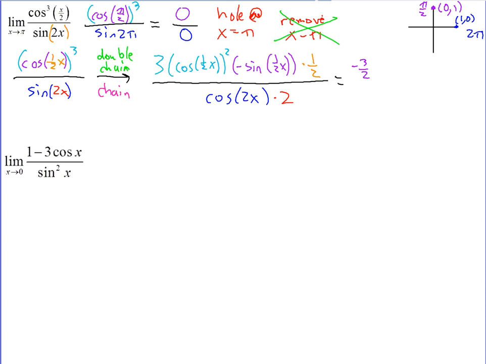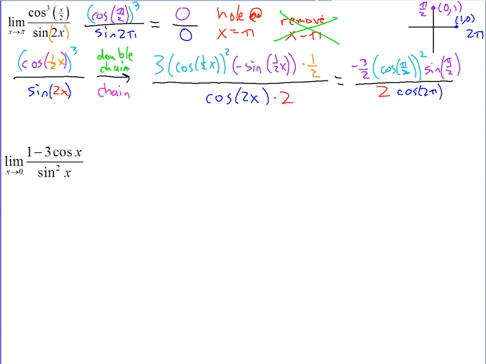And then we'll have cosine of pi over 2 squared times the sine of pi over 2. And divided by 2 times the cosine of 2 pi. Let me plug in pi there.